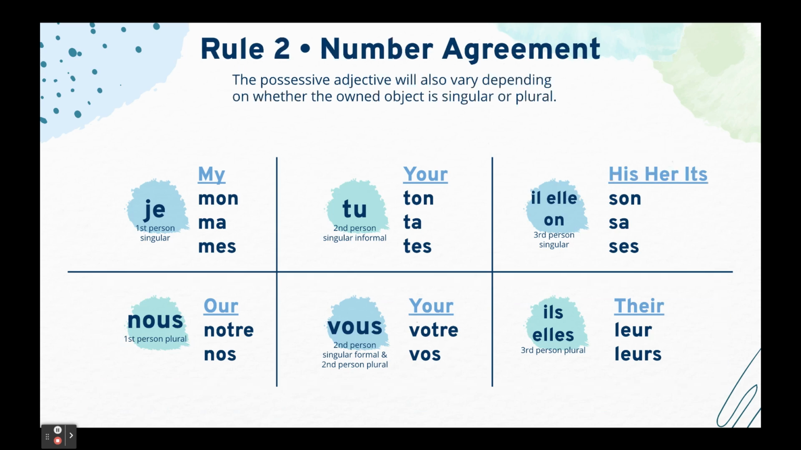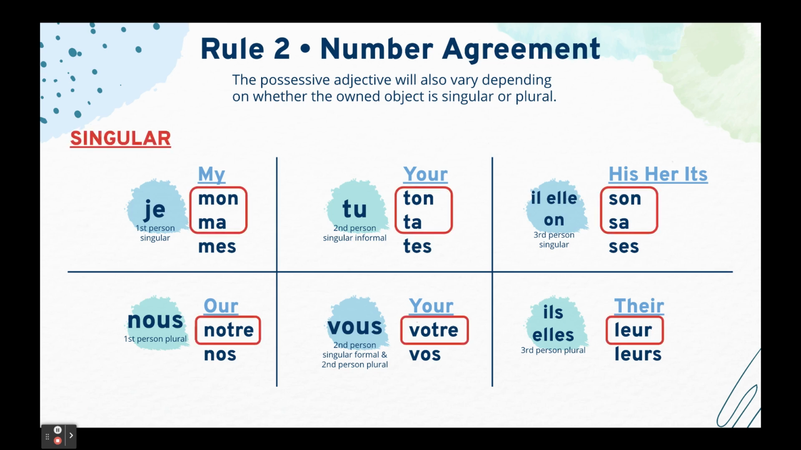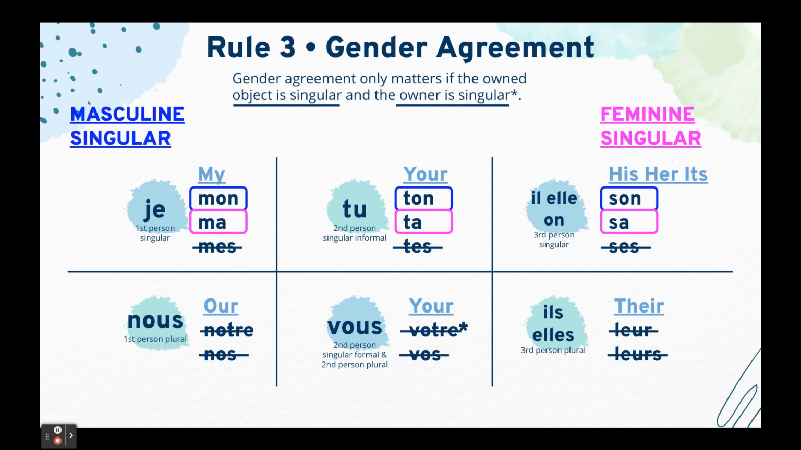Rule number 2, number agreement. Remember, the possessive adjective will also vary depending on whether the owned object is singular or plural. So in our singular group, we have mon, ma, ton, ta, son, sa, notre, votre, and leur, sans S, so without an S. And then our plurals were mes, tes, ses, nos, vos, and leurs, avec an S, with an S. Then we had gender agreement, right? Gender agreement only mattered if the owned object was singular and the owner was singular.